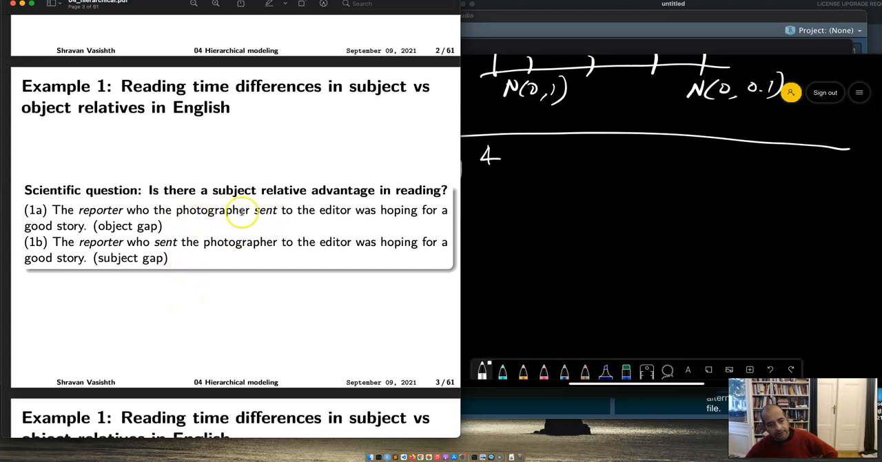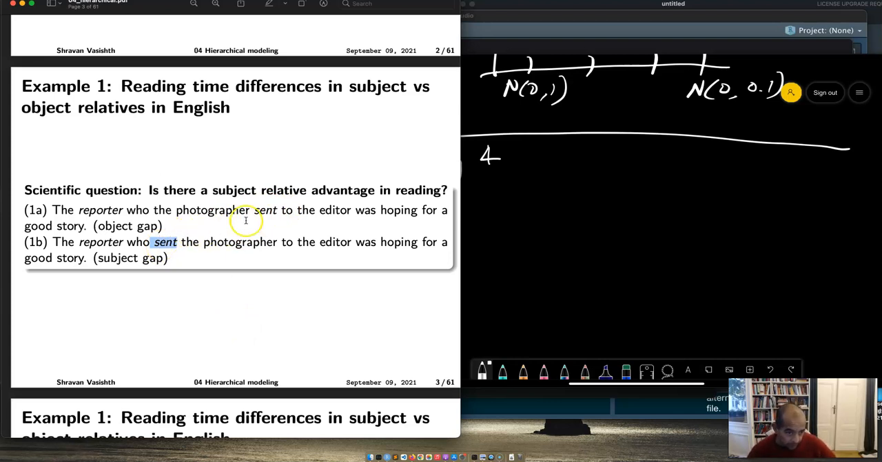And so the theoretical prediction is that if you record the reading times at the verb sent in the object and subject relative, you should see longer reading times in the object relative, because the linear distance between the subject here, reporter, the subject of the main clause, and the verb sent is longer in the object gap condition than in the subject gap condition. That's the idea. Okay, so we are comparing reading times at sent in object and subject relatives.